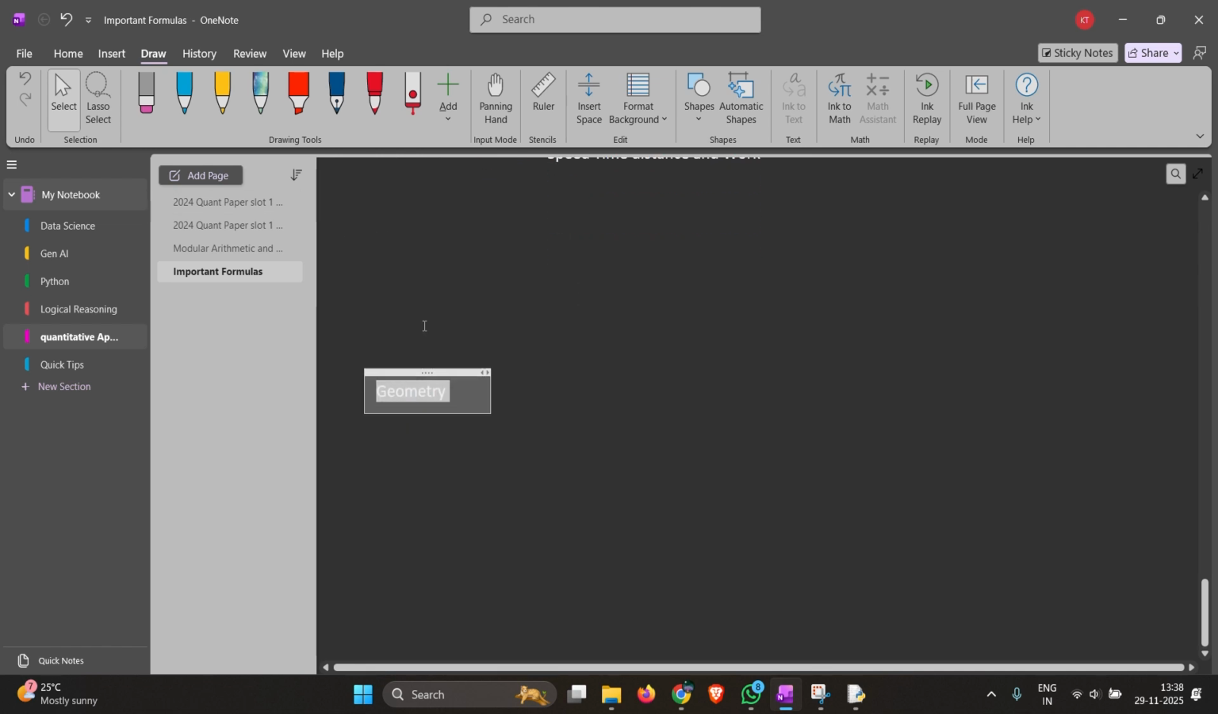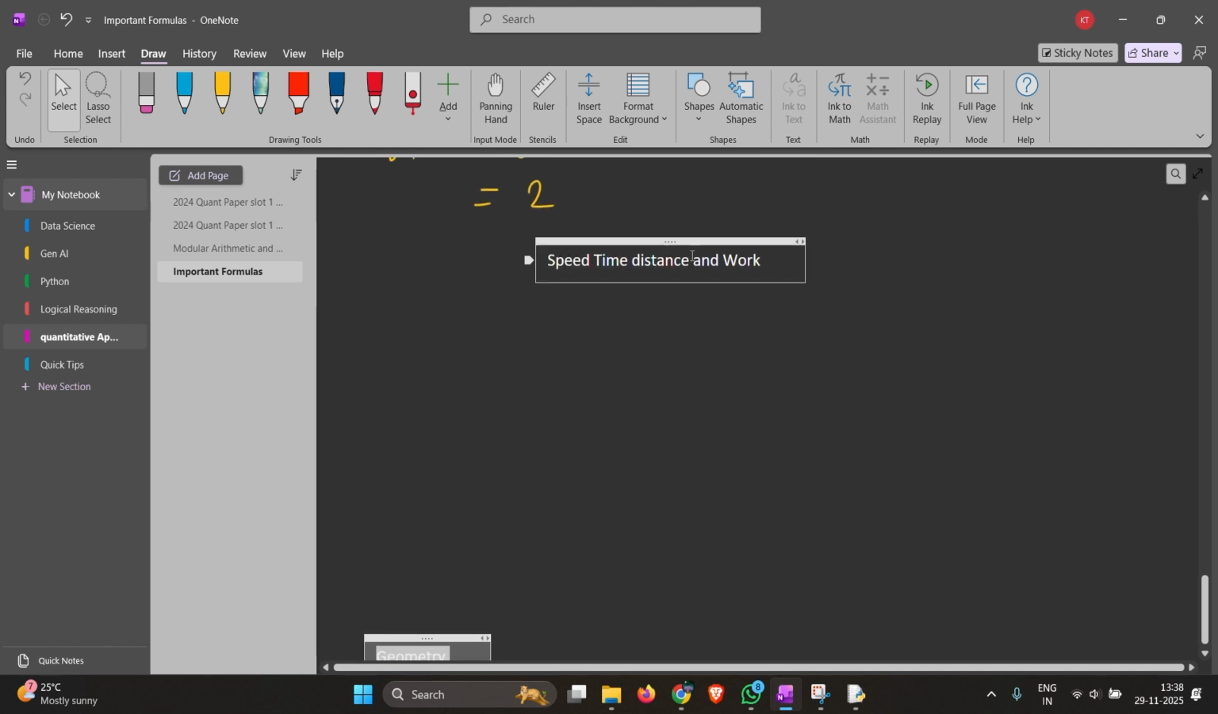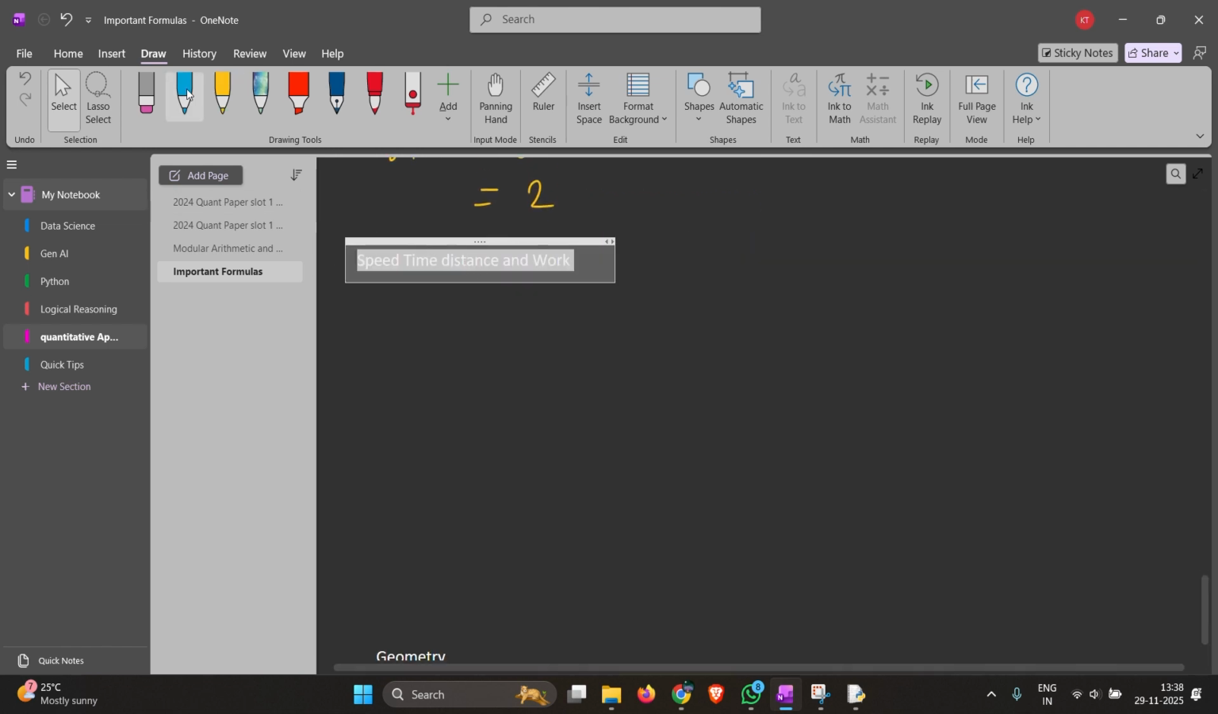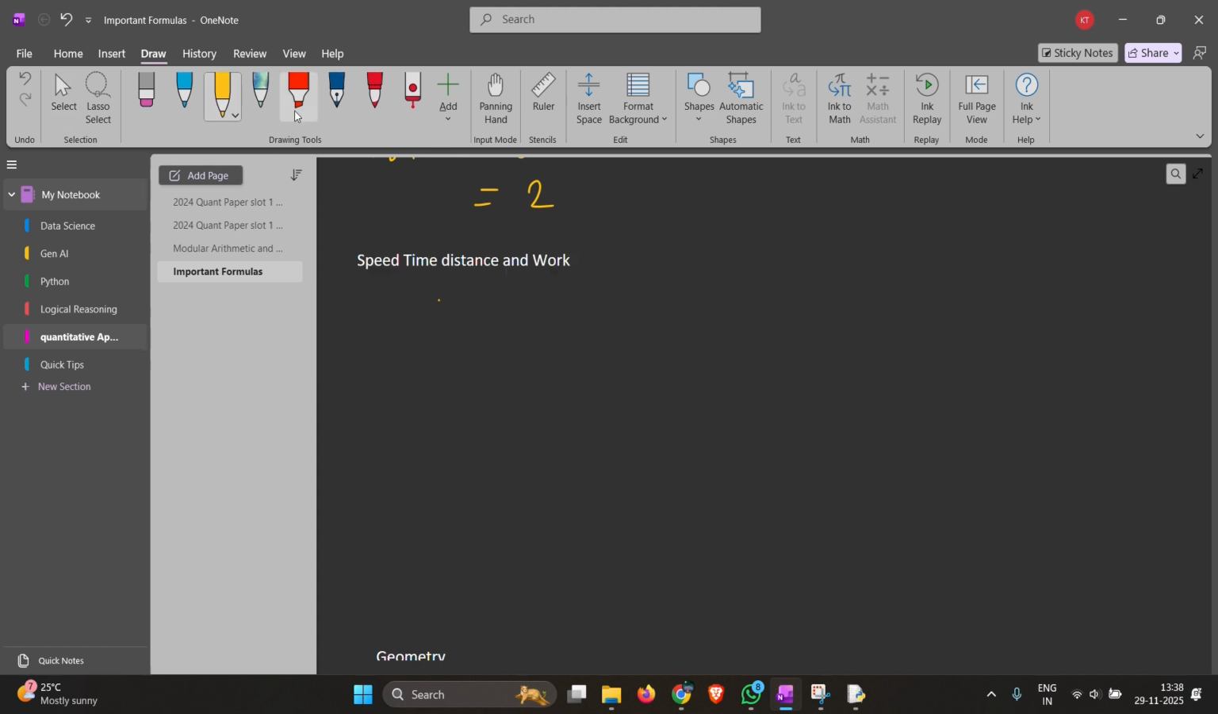Now finally, let's look at some speed, time, distance, and work formulas, and then finally let's move on to geometry. So the absolute main formula for speed, time, distance is the basic formula that we learned in school, and that's nothing but distance. Let's call distance d, time t, and speed s for now. So distance equals time into speed. So you can derive everything else using this formula. So this is the main formula that you should know.